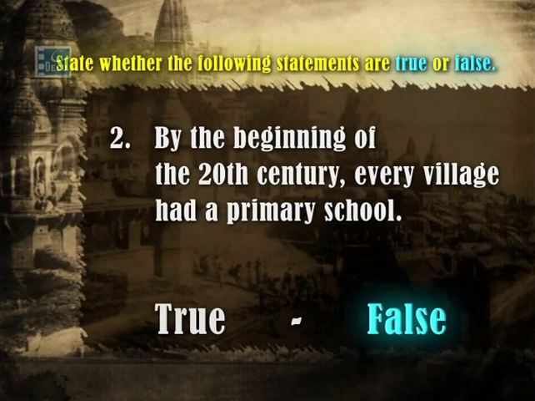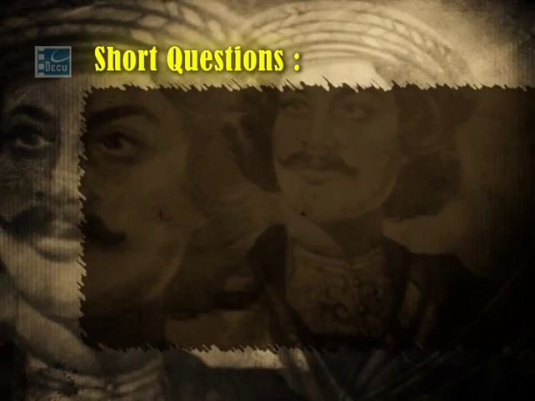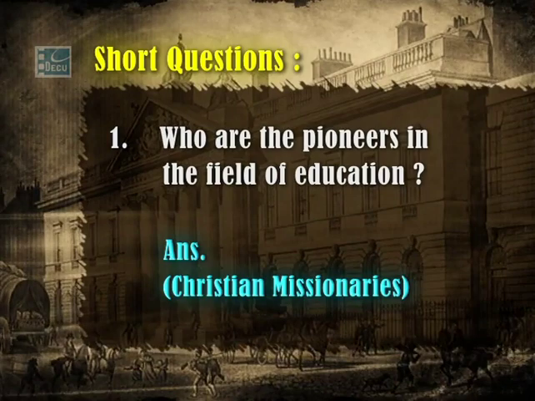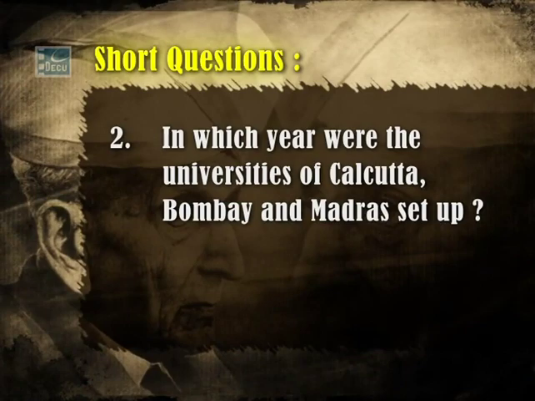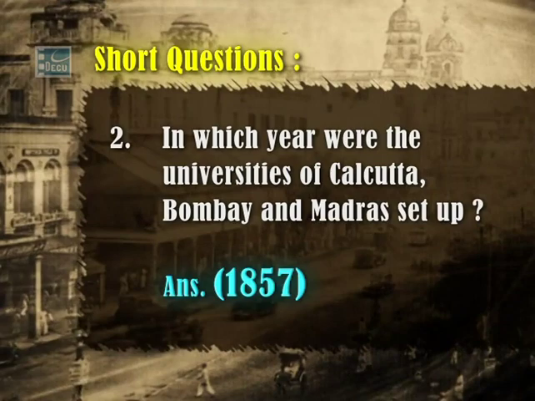Short questions. Who are the pioneers in the field of education? The answer is Christian missionaries. Question 2. In which year were the universities of Calcutta, Bombay, and Madras set up? The answer is the year 1857.